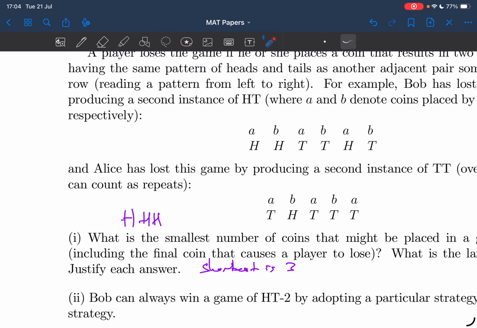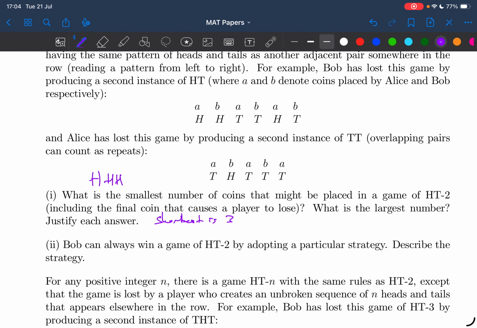Just for that exact reason, we need to make sure we have 2 possible pairs so that we can actually repeat ourselves. If we have just 2 coins, we don't have 2 of the pairs. 3 coins introduces a second pair possibility, so we do have the ability to lose the game at that point.